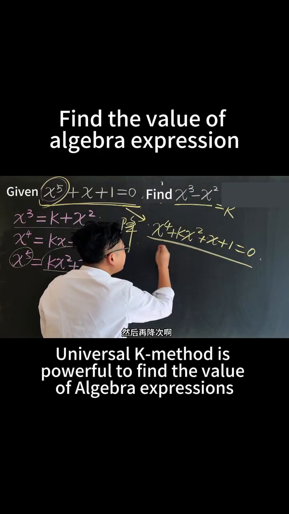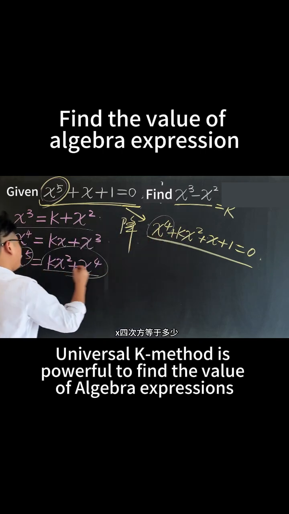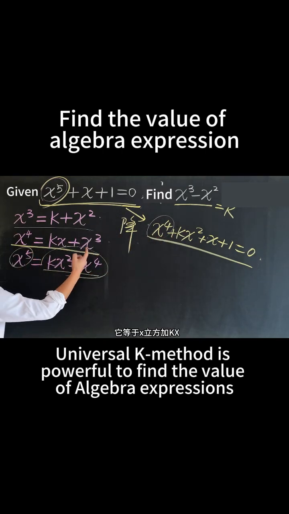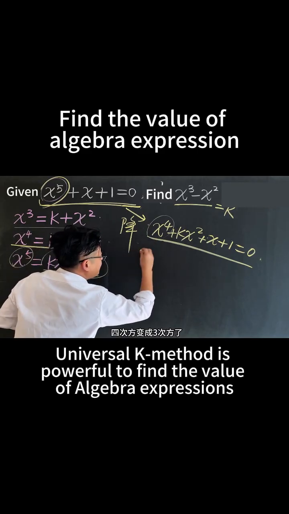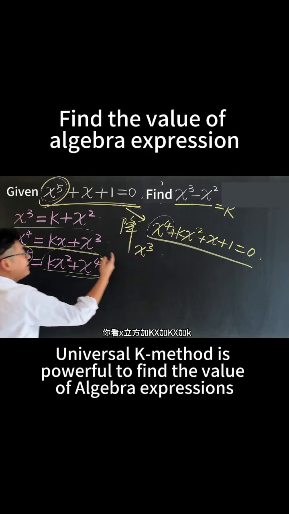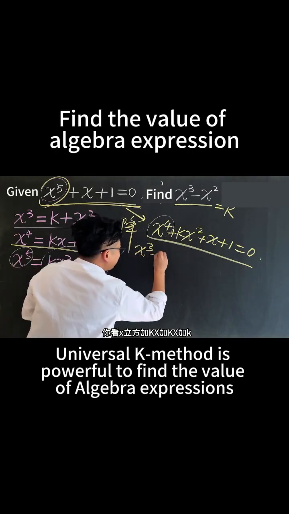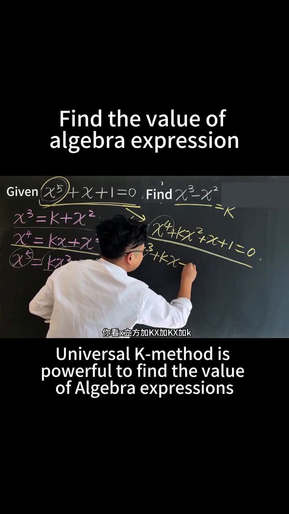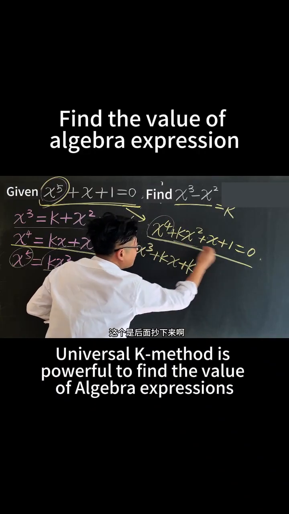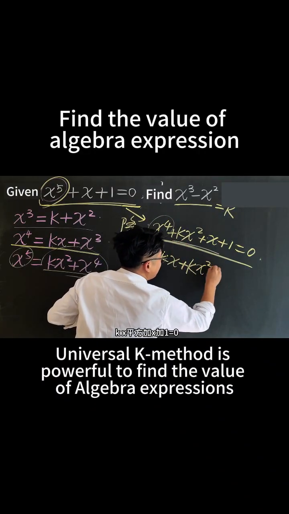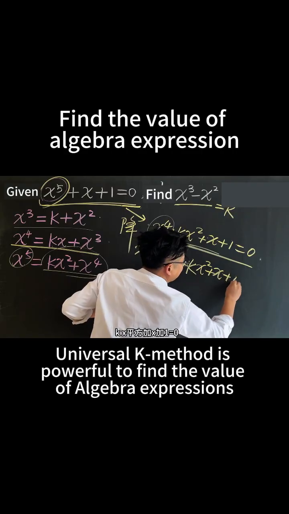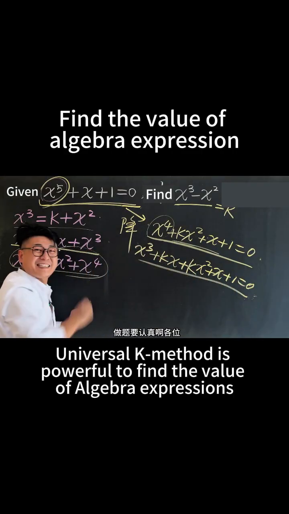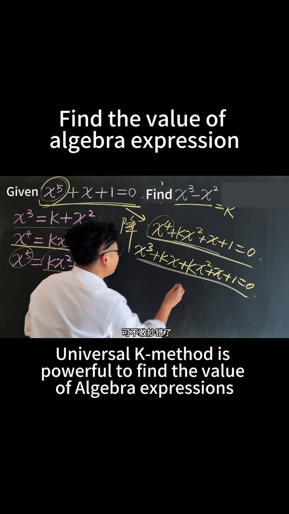Then let's reduce the power to 4. What is x to the fourth power equal to? It's equal to x cubed plus kx, right? I'll reduce the power again. The fourth power becomes the third power: x cubed plus kx. Add k times x cubed, and this part is just copied down from before: kx squared plus x plus 1 equals 0, no problem. When doing challenges like this, everyone make sure not to copy it wrong.